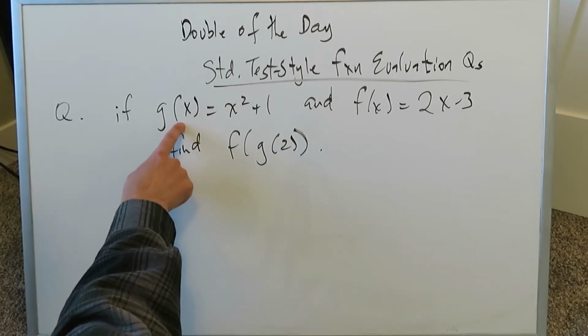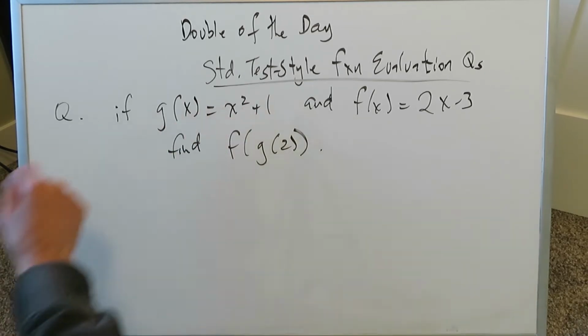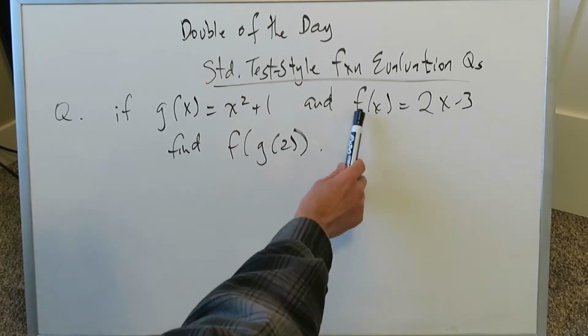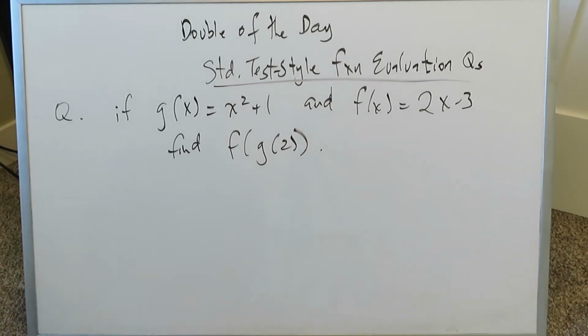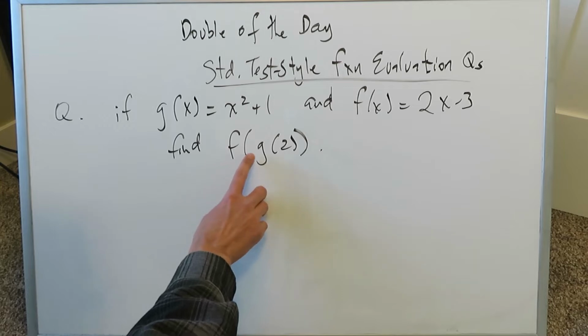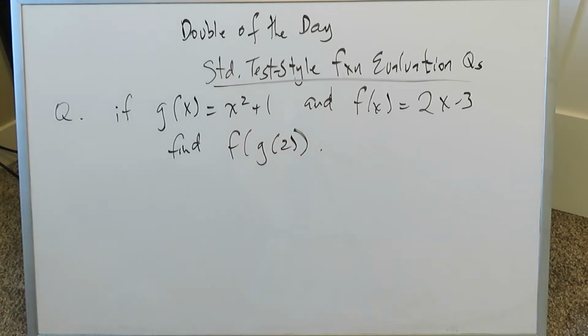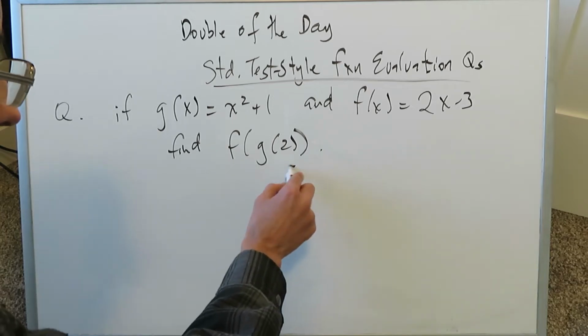If g of x, it's a function, is equal to x squared plus 1, then we have another function f of x, and that's equal to 2x minus 3. We have to find f of g of 2. It's designed to be tricky, but when you think about it, it isn't. You have to work from inside out.